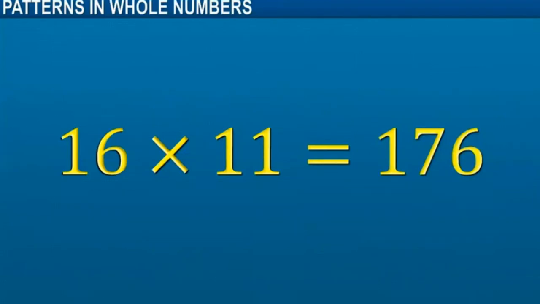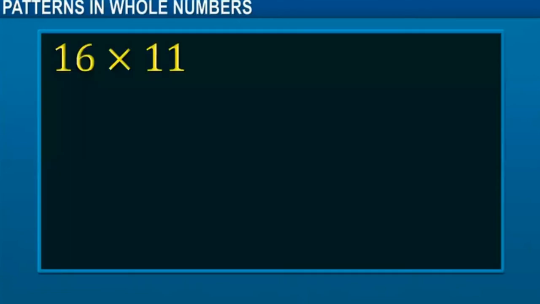We can do this itself in a simpler way, simplify it, without so many calculations. How to do that is what is explained next. This we have obtained by direct multiplication. We can even find the product of 16 and 11 by applying the distributive property.